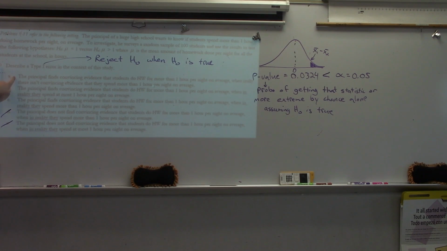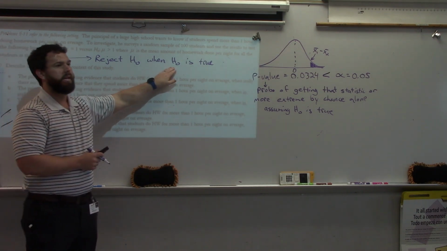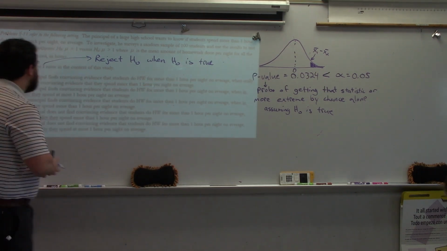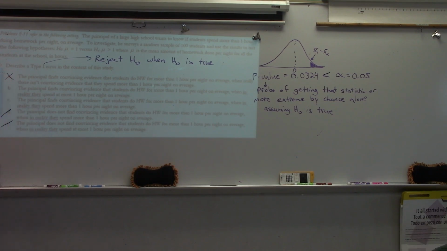So A says he finds convincing evidence the students do homework for more than 1 hour per night, when really they're... So here's the thing. It's not about whether there is or is not convincing evidence. It's about the fact that the null is actually what? True. So which one says that he finds convincing evidence, but the null is actually true? B.